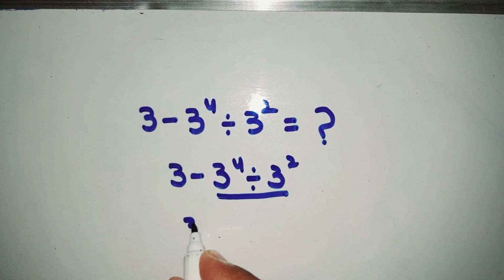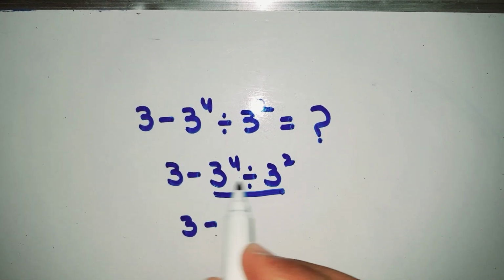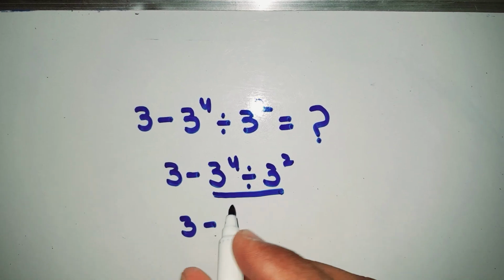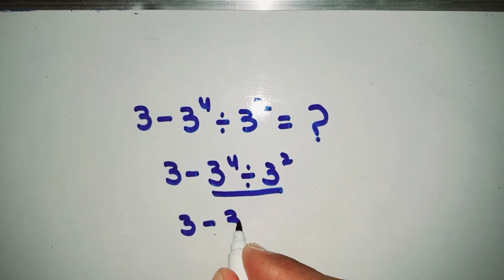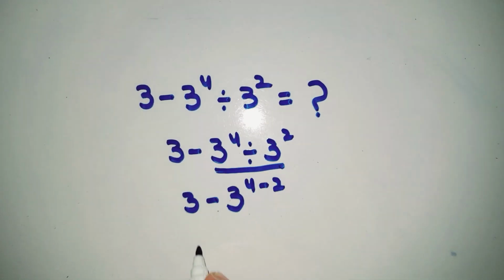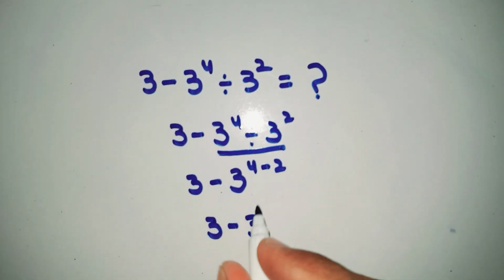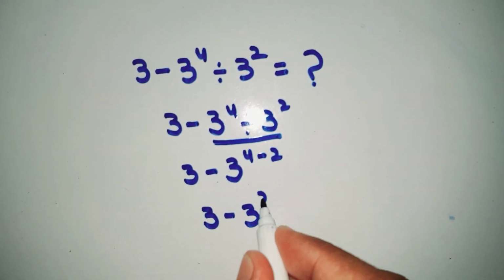So here we write 3 minus, when bases are the same and in division, we just subtract the powers. So we write 3 power 4 minus 2. So now 3 minus 3 power 4 minus 2 is equal to 3 minus 3 square.